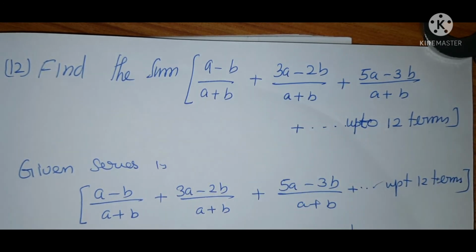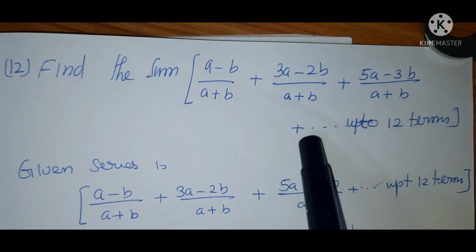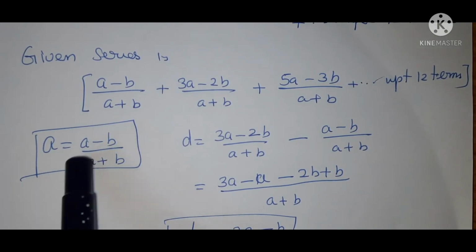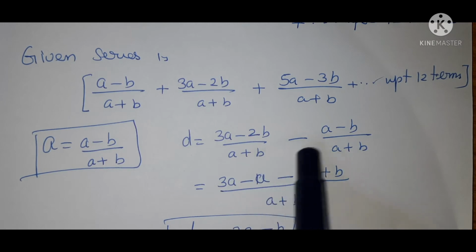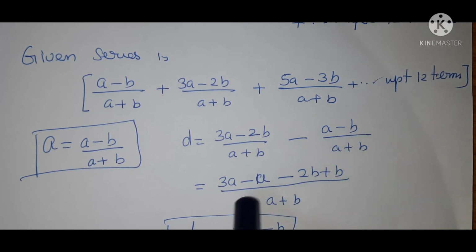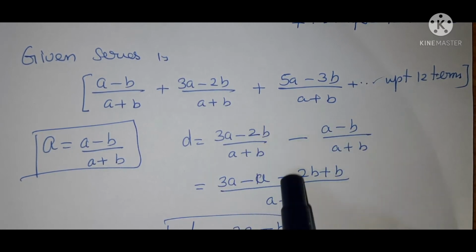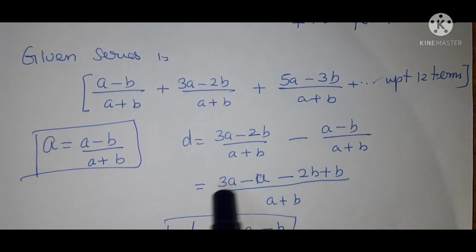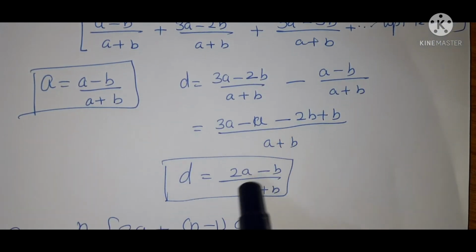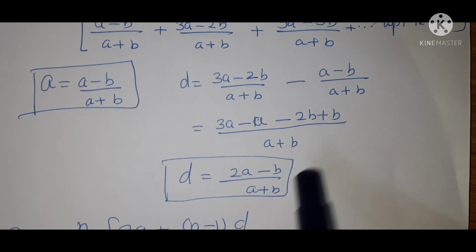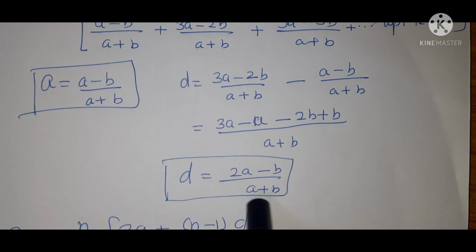12th sum. Find the sum a minus b by a plus b plus 3a minus 2b by a plus b plus 5a minus 3b by a plus b plus up to 12 terms. A is a minus b by a plus b, d is 3a minus 2b by a plus b minus a minus b by a plus b. LCM is a plus b: 3a minus a, minus 2b plus b, by a plus b. 3a minus a is 2a, minus 2b plus b is minus b, by a plus b. D is 2a minus b by a plus b.